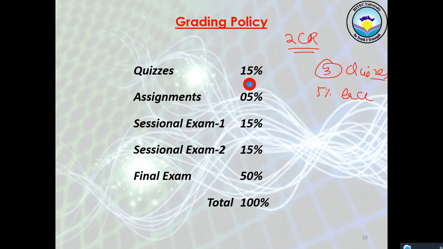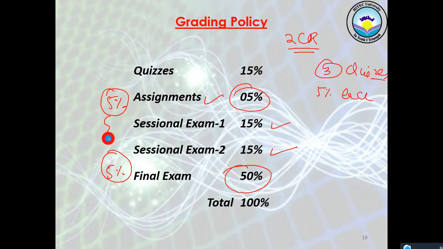We will also have a 5% assignment, and we will also go for the 15% sessional 1, 15% sessional 2, and 50% will be your final exam. It may be possible that we will combine 5% marks from the final and 5% marks from the assignment, and we will use them for the class project as well. Class project, material sciences and engineering.